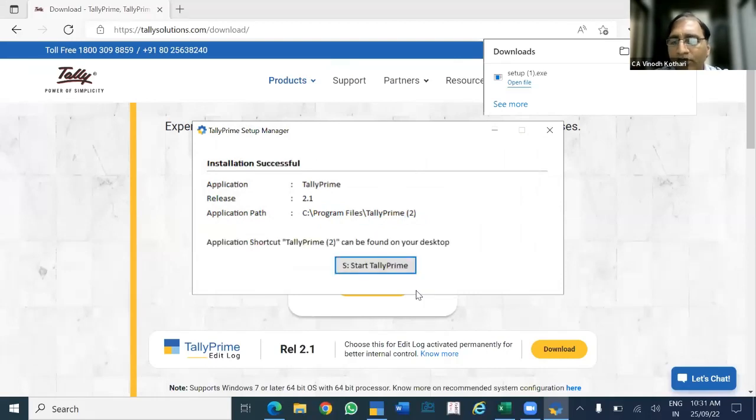Not more than 2 minutes. In 2 minutes, Maggie can be made. In 10 minutes, pizza will come. Tally can be installed in 1 minute. Fine, your Tally is installed.